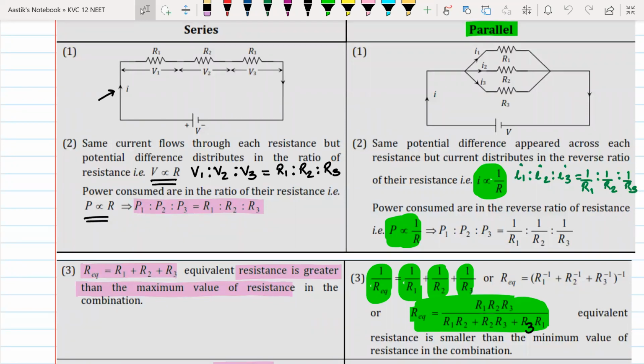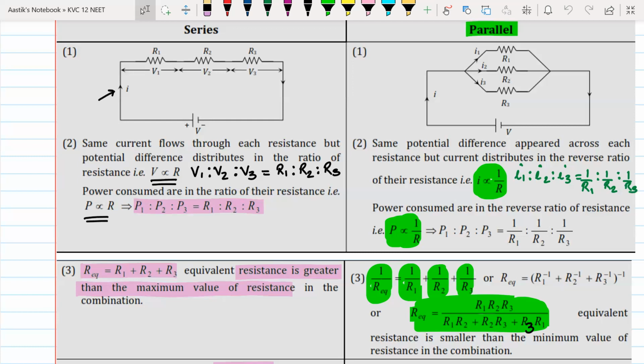In series, current is the same and voltage drop across various resistors is different. Everyone knows it. In parallel, voltage is the same and the current across various elements is different. Everyone understands this? Yes or no? We remember this.